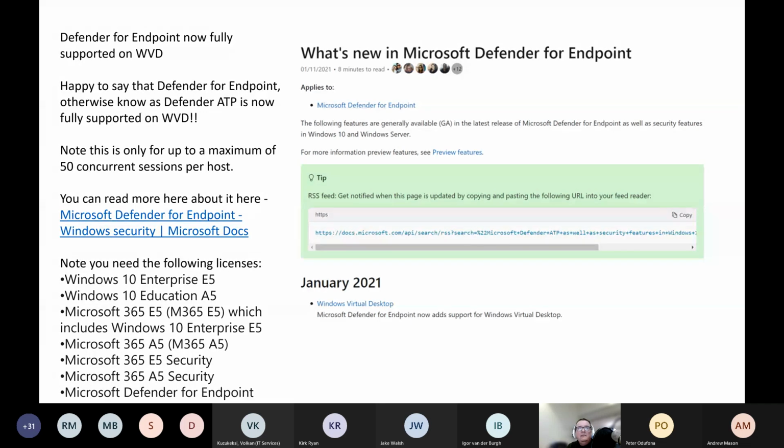You need an E5 license for that, which I've listed the licenses that you need. But if you're security conscious, or if you've got a project which you're working on which is security conscious, definitely take a look at that, because it helps with increasing your security in your environment.